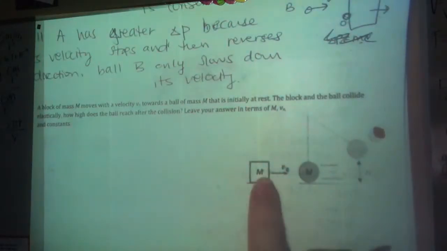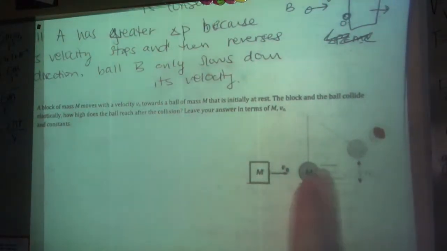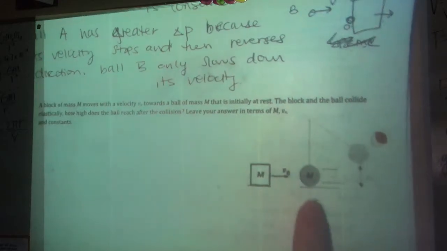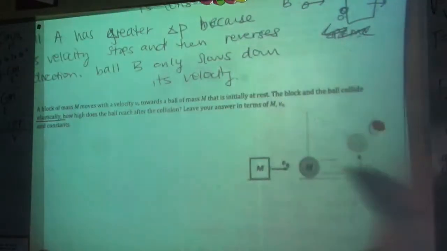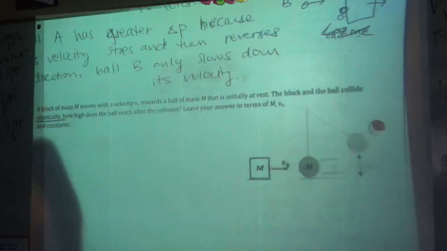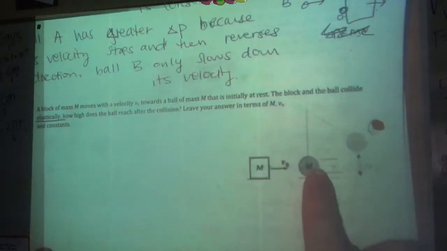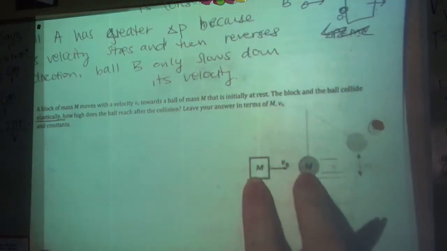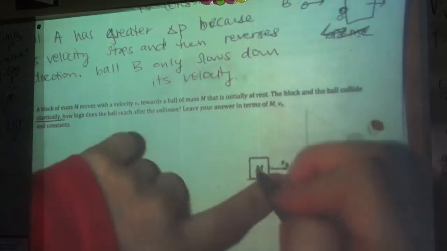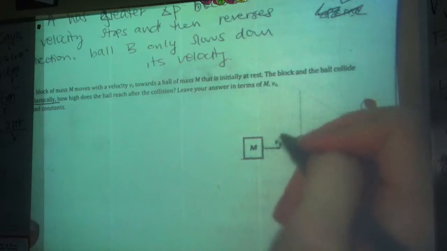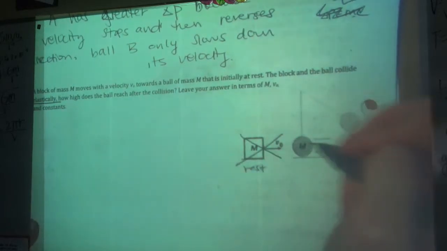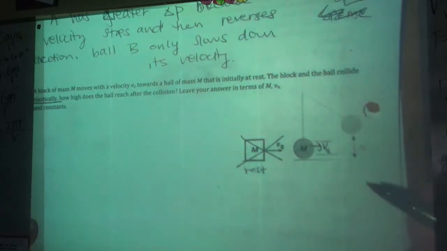Number 4, a block of mass m comes with the velocity v naught towards another ball of mass m that's initially at rest. They collide elastically, so momentum is conserved and kinetic energy too, but there's a special case for equal masses. When equal masses collide elastically, they just switch velocities. So instead of this coming in at v naught and this one being at rest, now this one is at rest, and this one is going up with v naught.